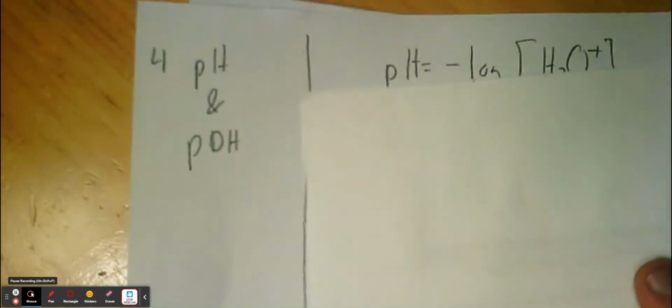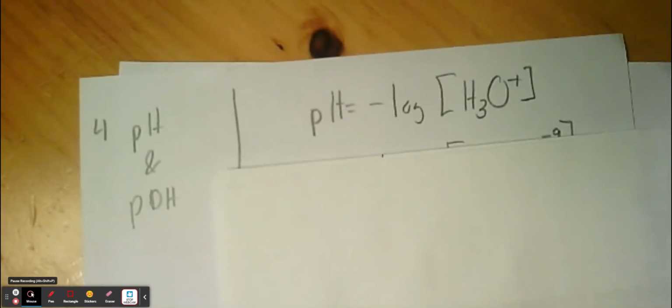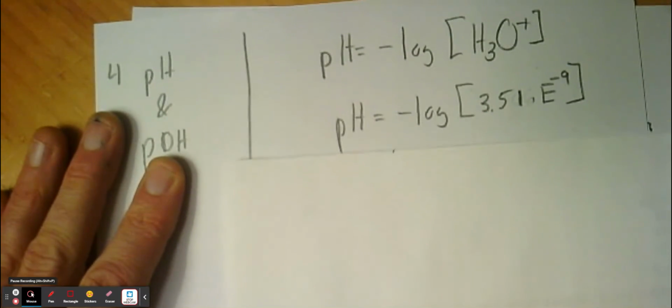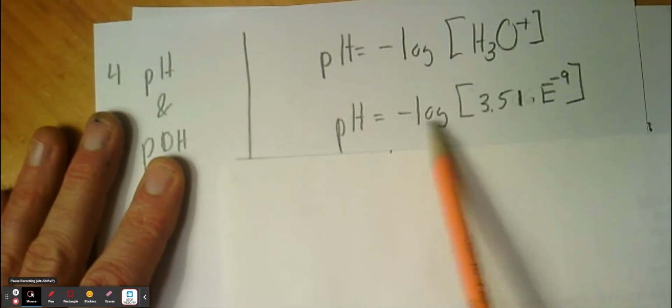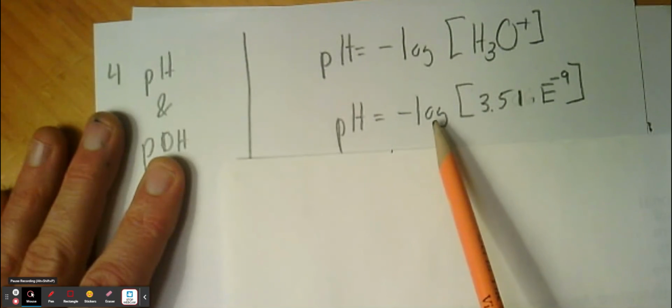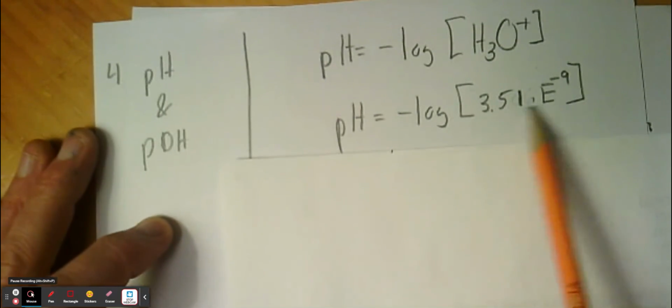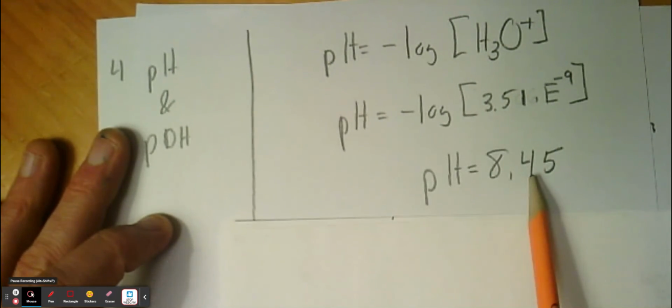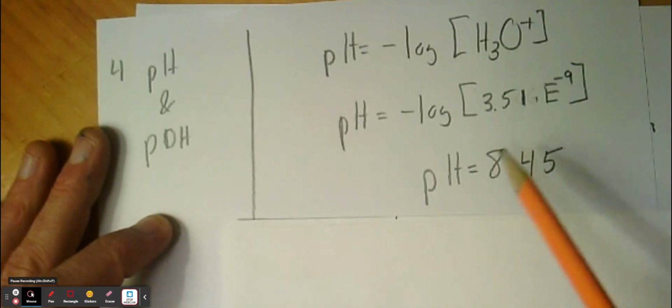Now my last step is my pH or pOH calculation, depending on what I'm doing. There's my formula, and I got that. Then I plug that into a calculator for the negative log, not the natural log, the negative log. Thank you for reminding me of that. And I get my pH of 8.45. All right, and that's how you would do it.